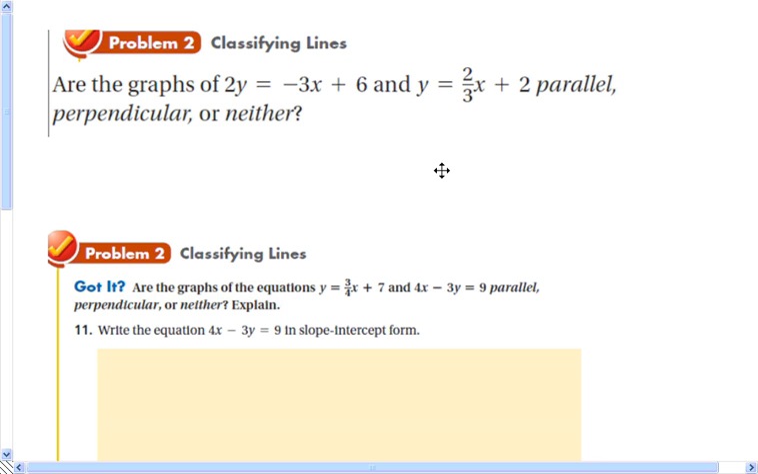Are the graphs of 2y equals -3x plus 6 and y equals 2/3 x plus 2 parallel, perpendicular, or neither? So this one has a slope of 2/3, and we know that because it's written in slope-intercept form, y equals mx plus b. This one is not written in that form, so we're going to change it quickly.